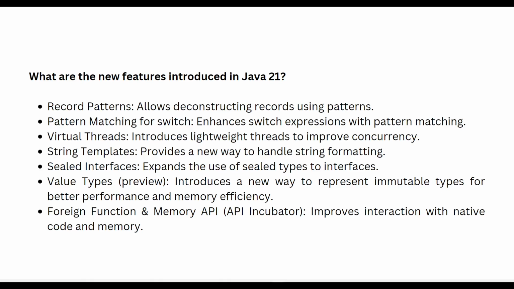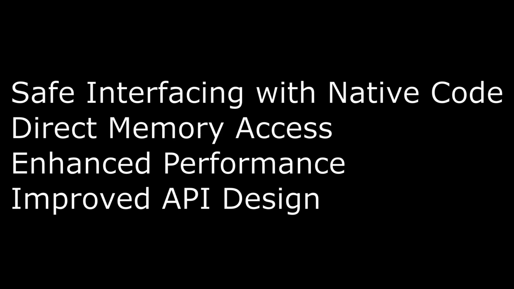So the key features that we are getting is safe interfacing with native code. This actually provides you an efficient way to call native functions and handle native memory when we compare it to JNI. Now we also get direct memory access, so it allows us to access and manipulate off-heap memory directly, which can be useful for performance critical applications.